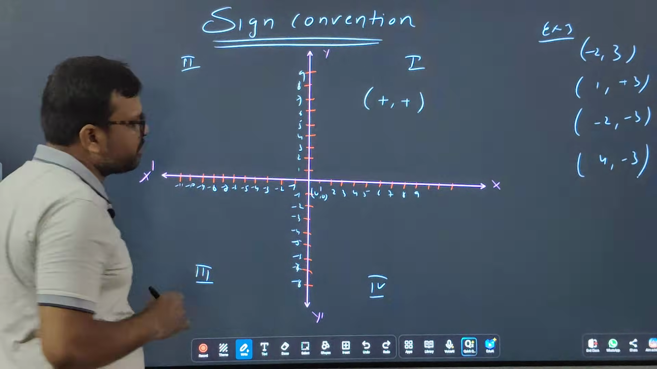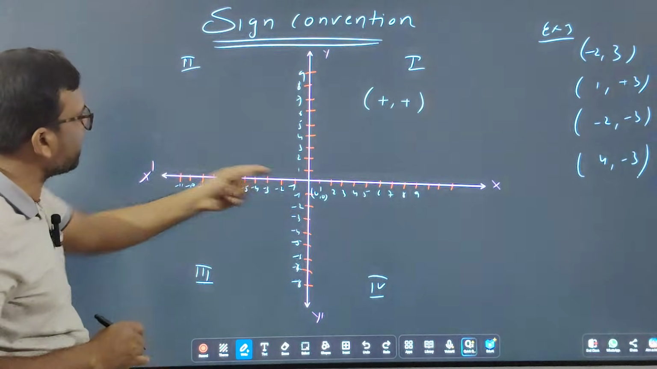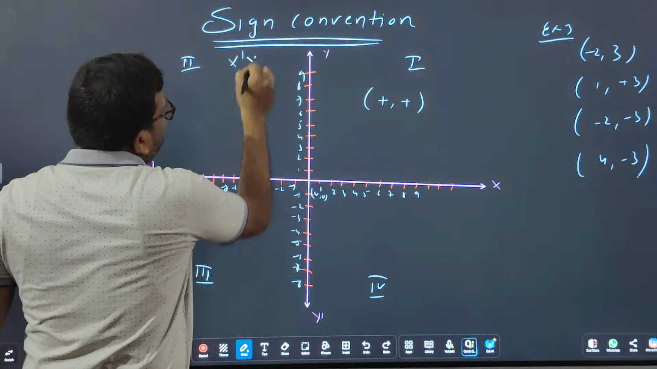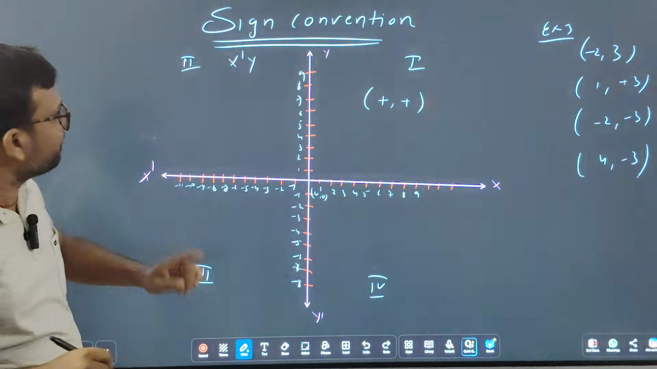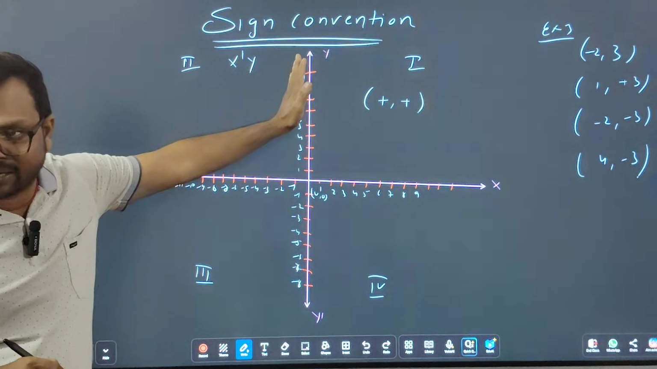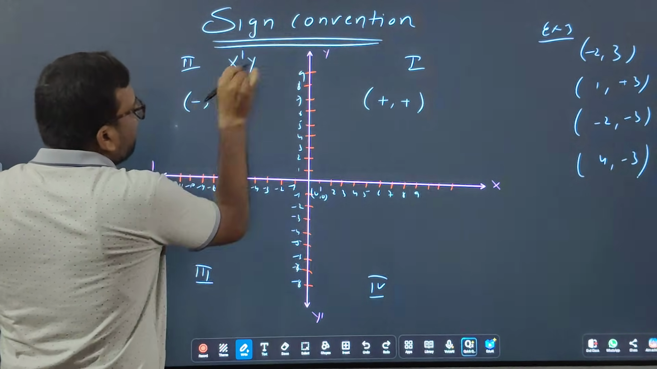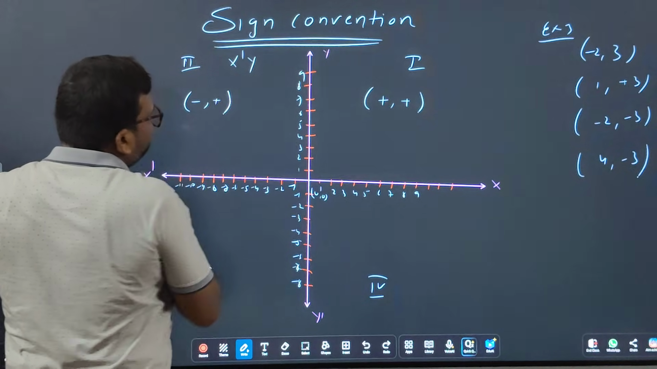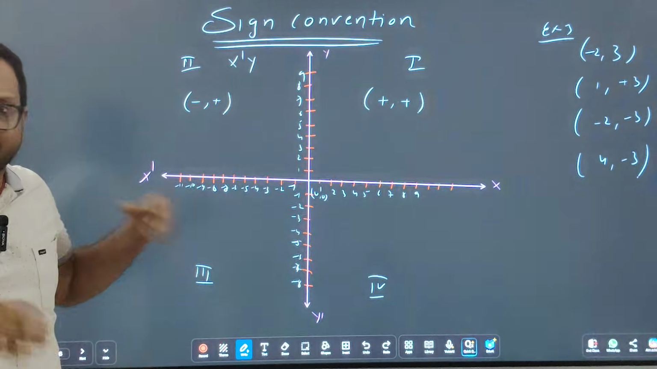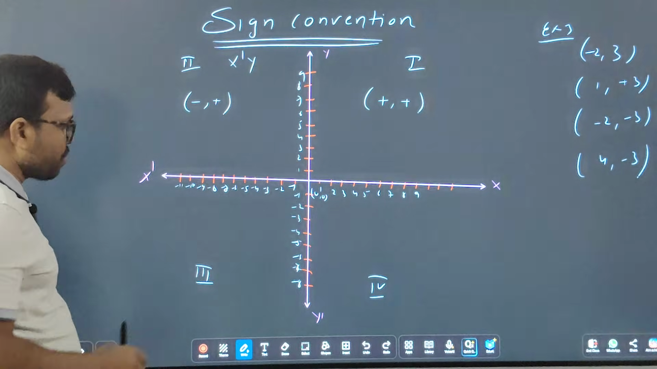Now in the second quadrant, please see and tell me, it is formed from OX dash and OY. That means the plane is the X dash Y plane. It is formed from the negative x-axis and the positive y-axis. It means the value of x will be negative and the value of y will be positive. Please try to understand the plane, and after that you will be able to find the sign of the quadrants.